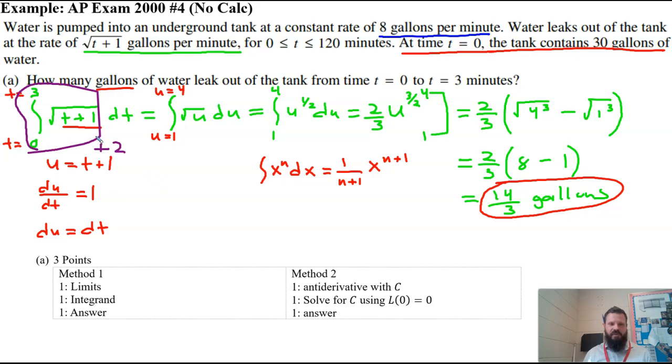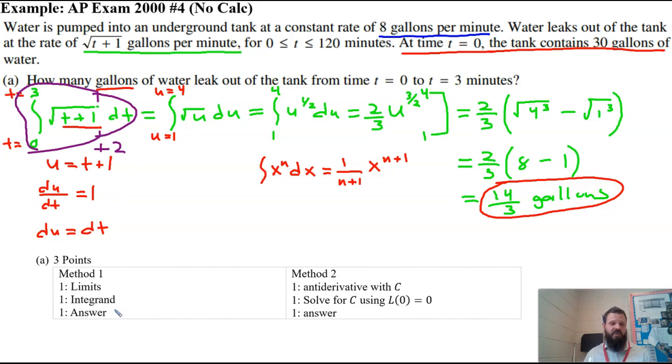Now, as far as what exactly we mean by the limits and the integrand, I'd have to look closer at the scoring guideline to see exactly what I need for those. But either way, what you can tell is that just by setting up that integral, interpreting my situation, the question we're answering, and turning that into calculus, I get a couple points here.